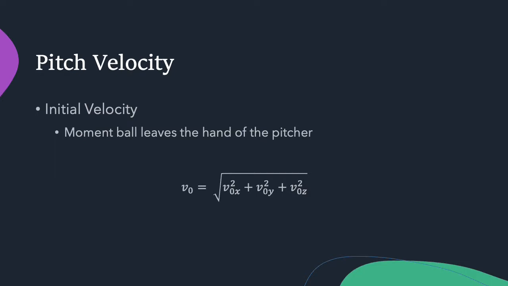First, we will take a look at pitch velocity, starting with initial velocity, which is the velocity of the pitch the moment it leaves the hand of the pitcher. Initial velocity, represented by v sub 0, can be defined as the square root of the sum of the squares of the initial velocities in the x, y, and z dimension, all of which are given by the pitch FX technology.